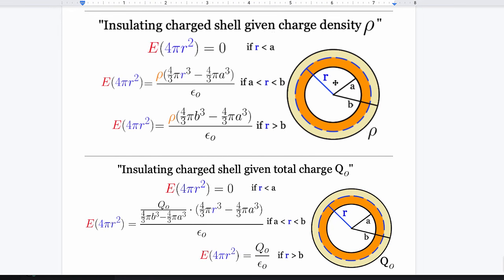What happens if there's a hole in your insulating charged sphere? Sometimes you call this a shell, like if it's got a hole in the middle. And this is a sphere, not a tube, so it's a sphere, not cylindrical. If you're given the charge density and you're inside here, you're enclosing no charge, so zero charge.